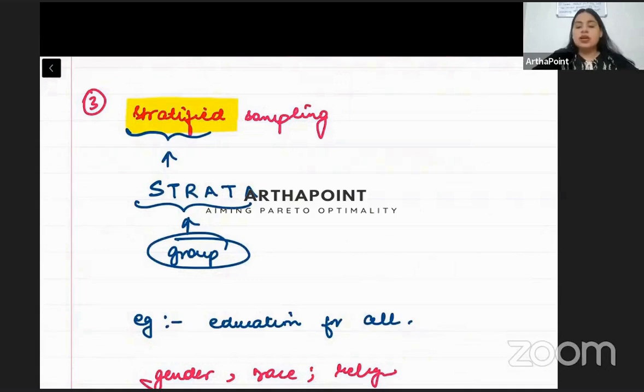Yes, beta. So in cluster sampling, we were saying that we are going to randomize the clusters. Iska kya matlab hai randomizing the clusters? It means that I am not randomly choosing individuals. I am randomly choosing a group.